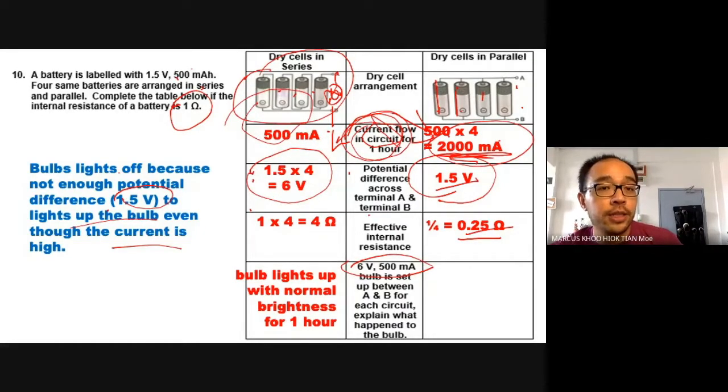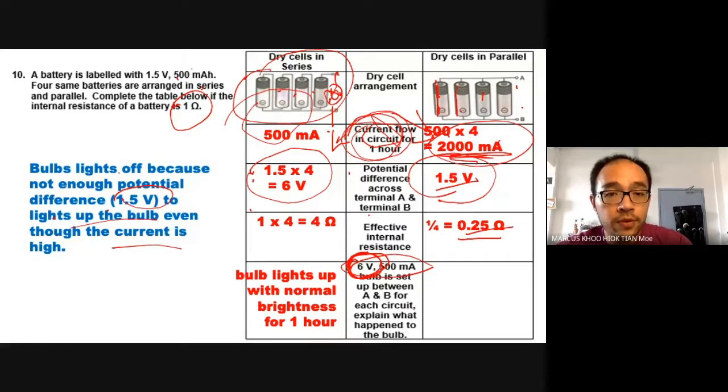potential difference. Okay, already the EMF is 1.5, and because of the internal resistance, there'll be less than 1.5 volts coming out. Okay, this one needs 6 volts. A 6 volt 500 milliamp bulb means that you need to provide it 6 volts in order for it to function fully.